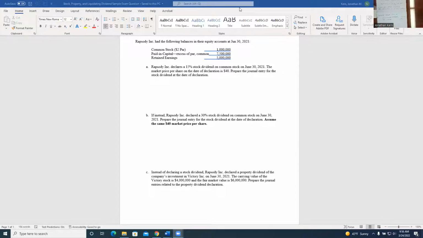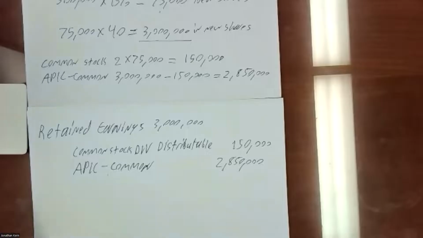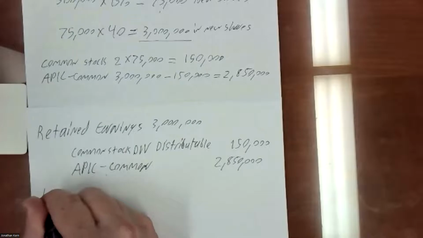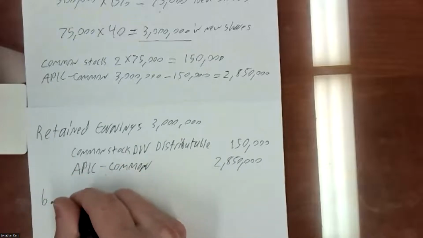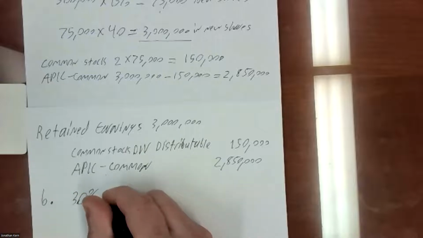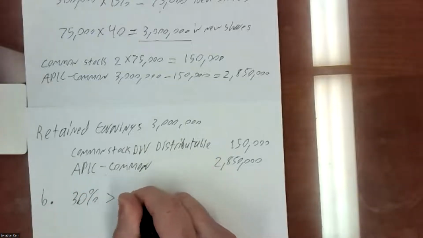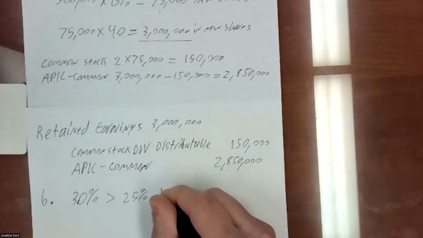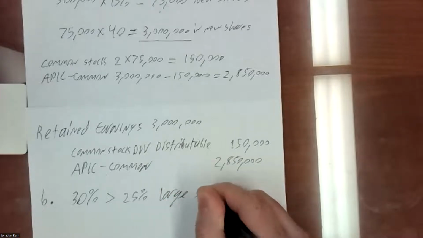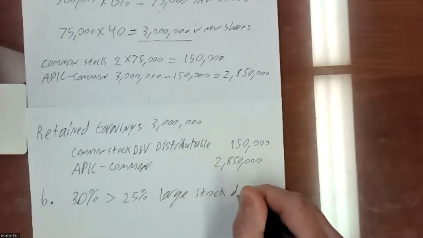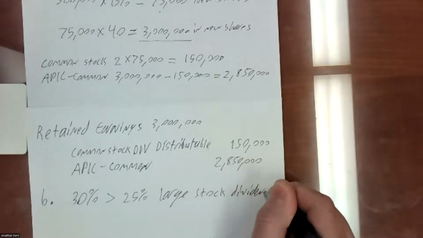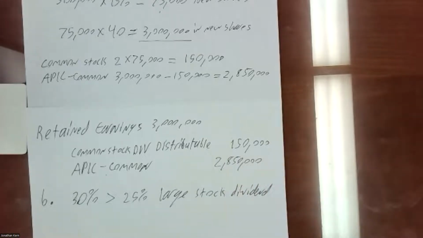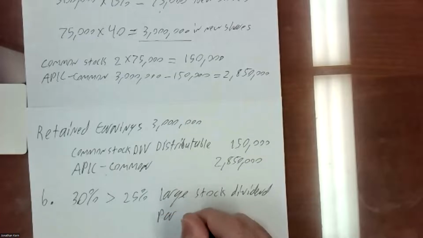When we have a stock dividend that is greater than 25%, so 30% is greater than 25%, we deem this a large stock dividend. When we have a large stock dividend, we are going to use the par method.